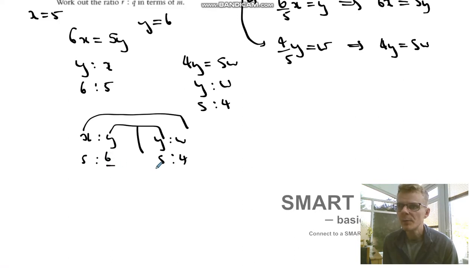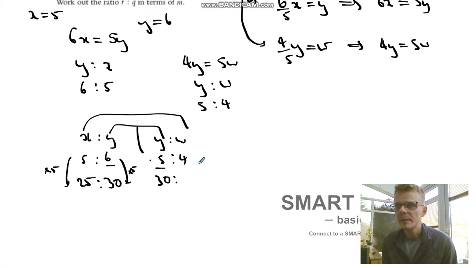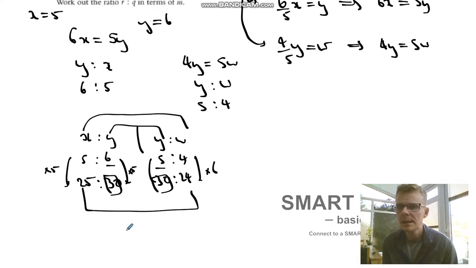So I need the lowest common multiple of 6 and 5, so 30 for instance. If I scale this up to 30, I'll have to times this one by 5. Keeping them in the same ratio, I get 25 x's. And then similarly for w, times this one by 6 to get up to 30, so we get 24. So these two parts are now equal, which implies that the x and w's would also be equal. So x to w equals, sorry, not 30, 25 to 24 there.